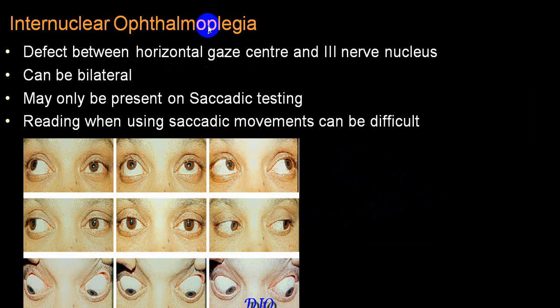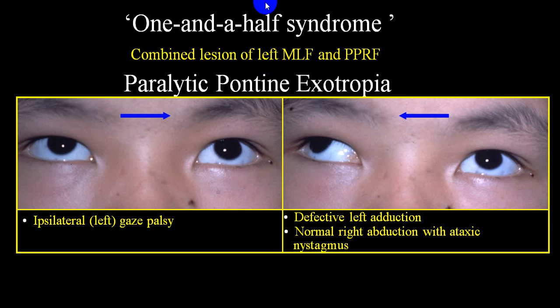In internuclear ophthalmoplegia, the person will have a defect in a horizontal gaze. So look for those gaze palsies. In a 1.5 syndrome, on the side of the damage, you will have a lateral rectus palsy with gaze palsy. So that's why it is called 1.5 syndrome.